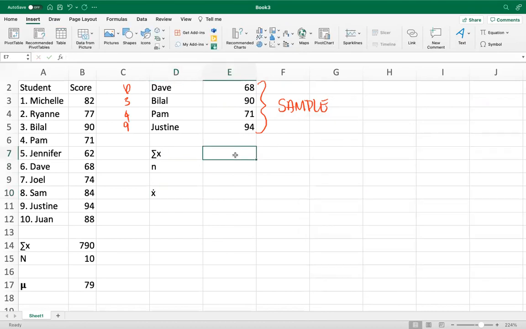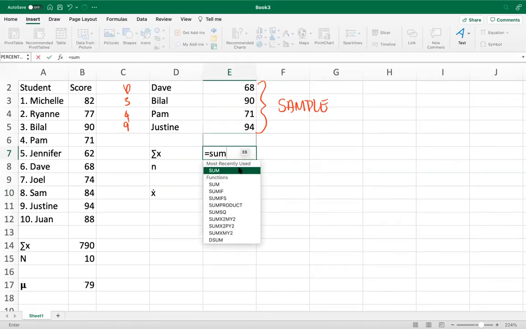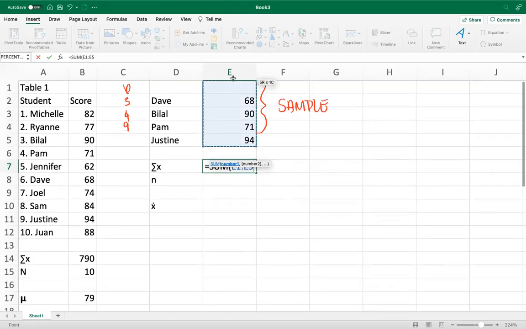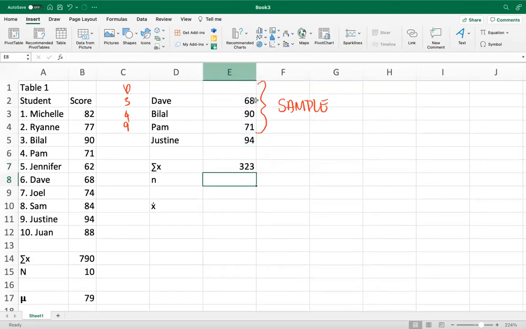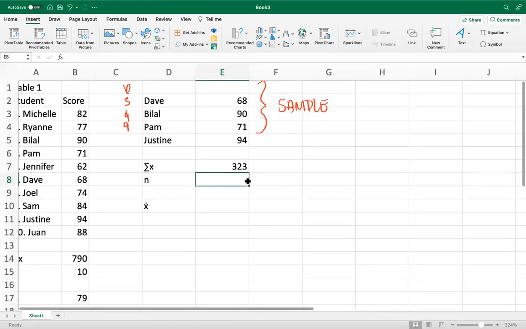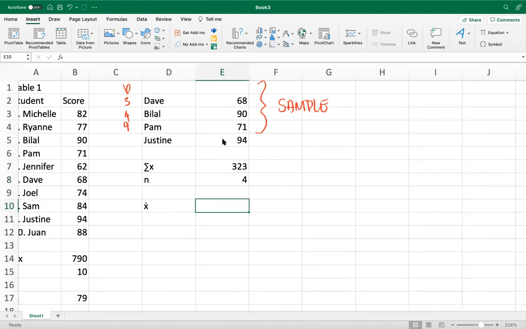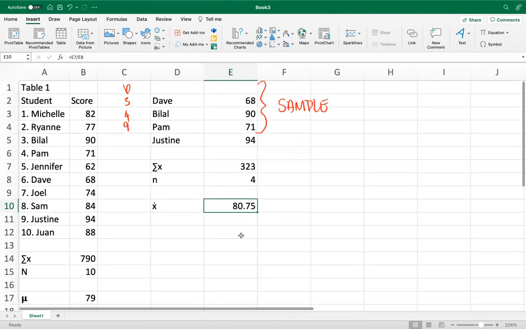All right, so the sum of the x's is going to be equal to the sum of these values. So the sum of these values here is 323. And we have 1, 2, 3, 4, we have 4 data values there. So now x bar is going to be the quotient of those two. So 323 divided by 4. And there we go. This is our sample size right here. And there we go, we actually found everything that we need to find here.